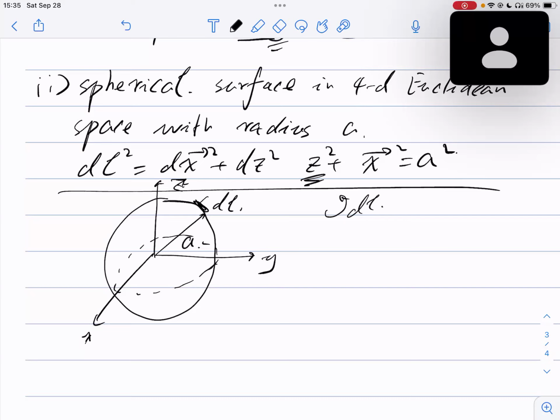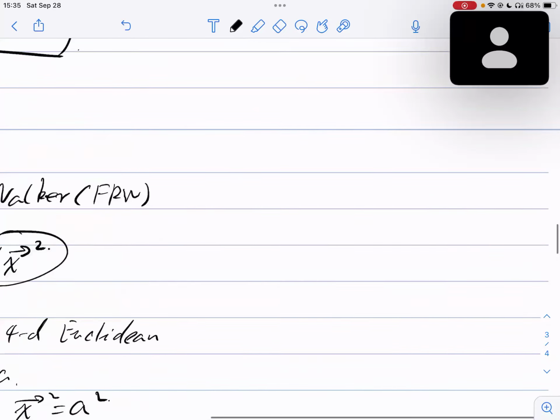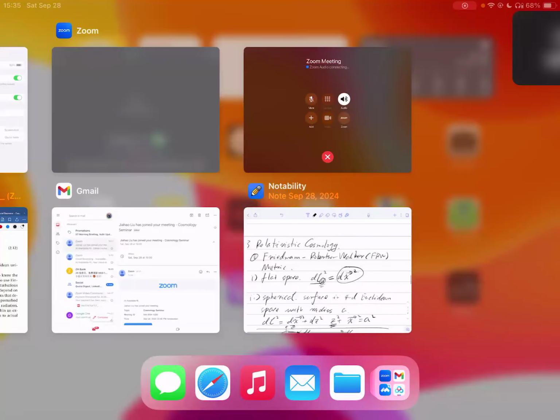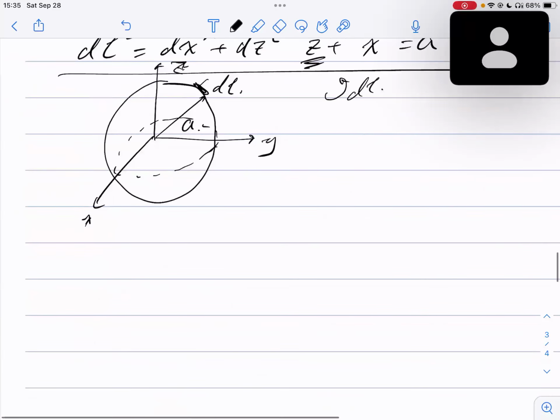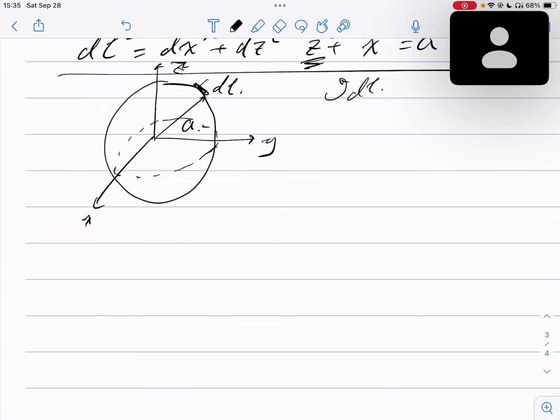And if you want to solve these questions more rigorously, you can use group theory. But we will not talk about that today. It can be proved rigorously, but not today. Okay, this is the second situation, and the third one is to consider a hyperbolic surface in four-dimensional pseudo-Euclidean space.